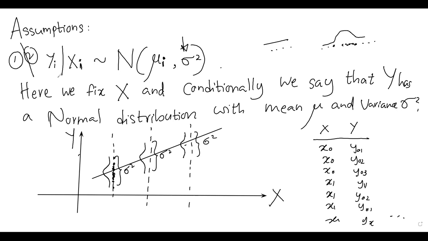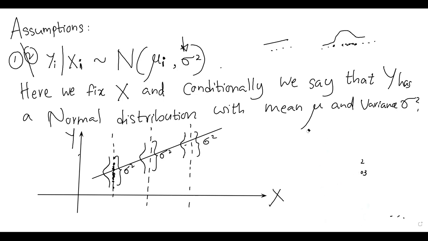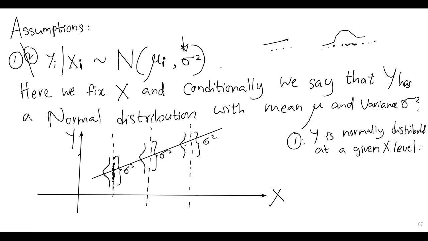So if you are asked to write the regression assumptions, for the first two assumptions, it's okay to write this and keep. Or you can, by words, simply say the first assumption is Y is normally distributed at a given X level. This is how you say it in words.